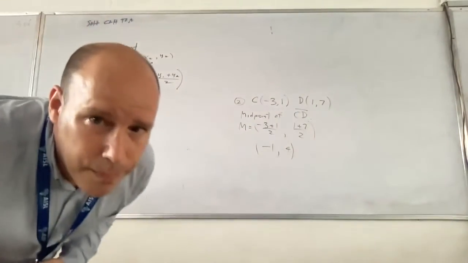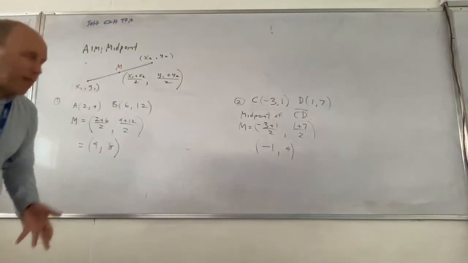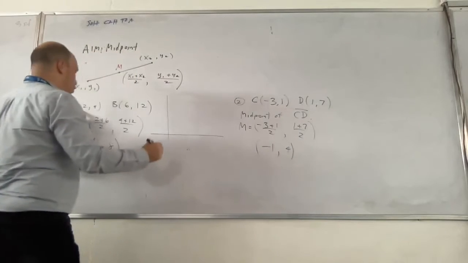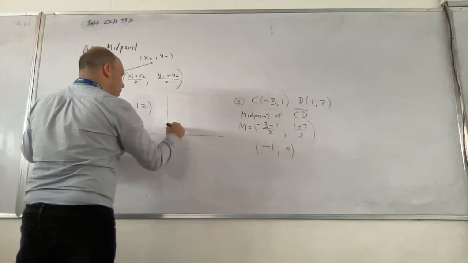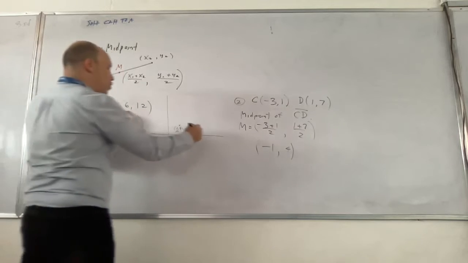Okay, can we see it? Yeah, I'm going to take a different approach though. I want to take a geometric approach to this. So, we have all the points. I have 2, 4, and I have the point 6, 12.